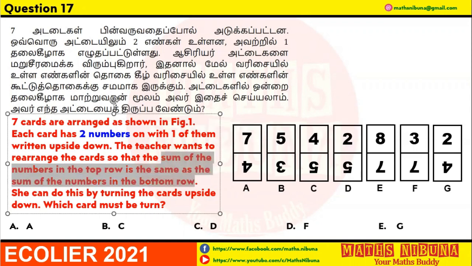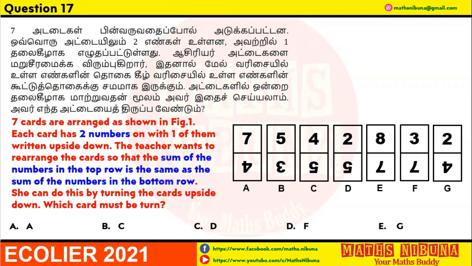It means the sum on the top row must be the same as the sum of the bottom row. That means you add 7, 5, 4 and all these, and you add all these ones, and you must get the same answer. She can do this by turning the cards upside down. That means you can turn a card, for example this card, she can turn like this.